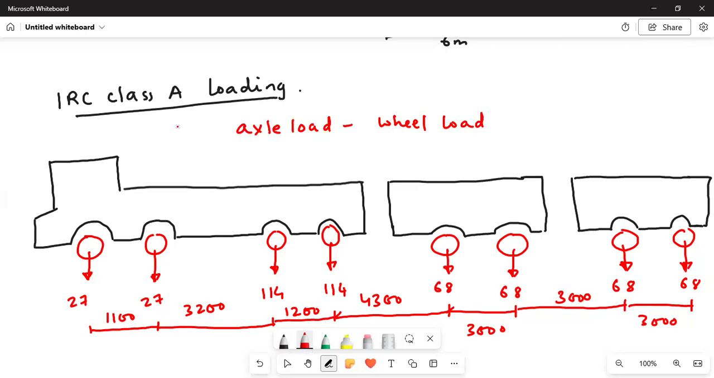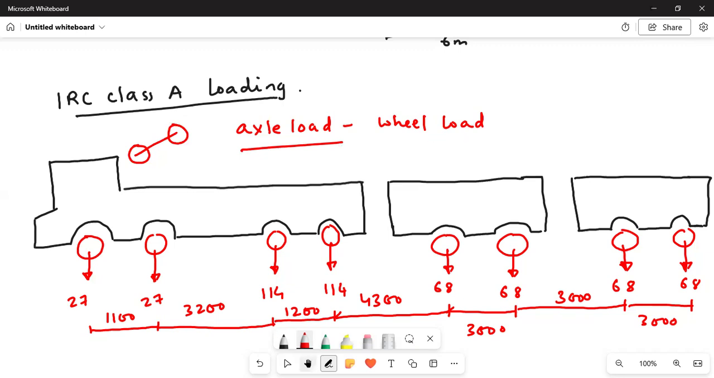In the axle, you have two wheels. So whatever loading I have shown you, it is axle load. Here you have two wheels. This 27 kilonewton is divided into two wheels. This 27 kilonewton is again divided into two wheels. This 114 is again divided into two wheels. Whatever loading I have shown you is axle load, and the axle load will be divided into two wheels. So this is the difference between axle load and wheel load.